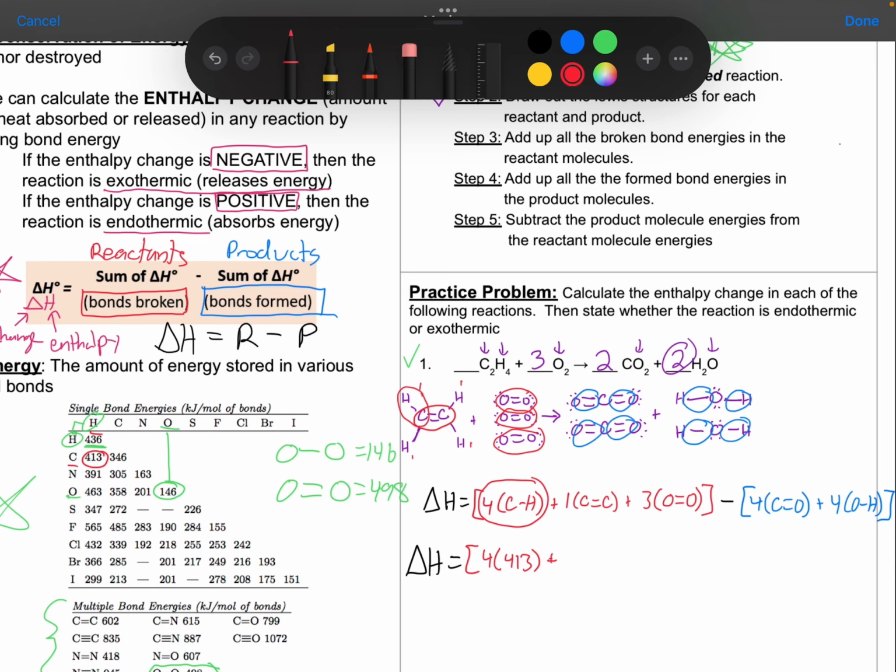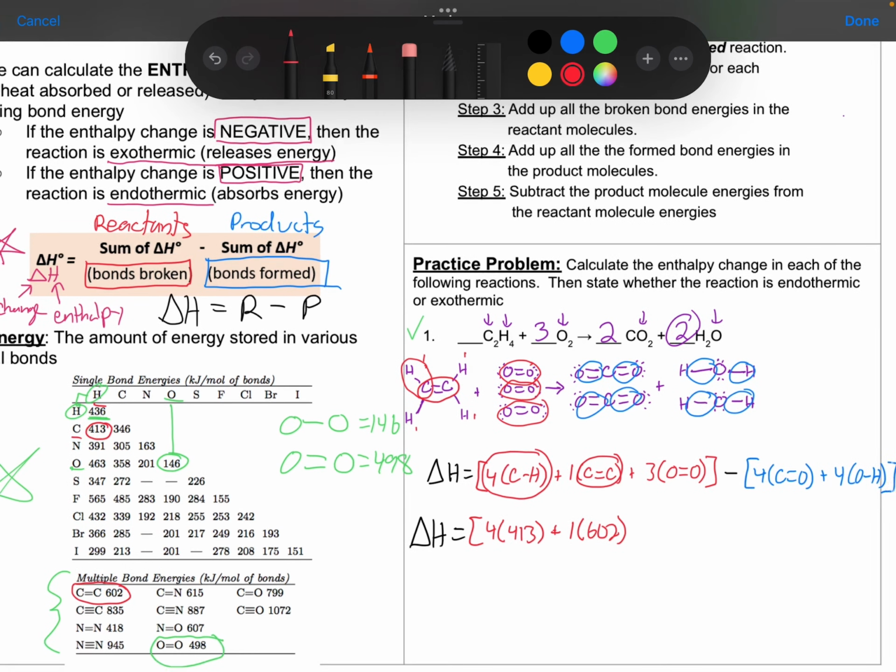Over on my table, I know that C double bonded to another C is a value of 602. So I'm going to add 1 602. I also know over on my little table that an O double bonded to another O right here is a value of 498. So I'm going to add on 3 of the 498.